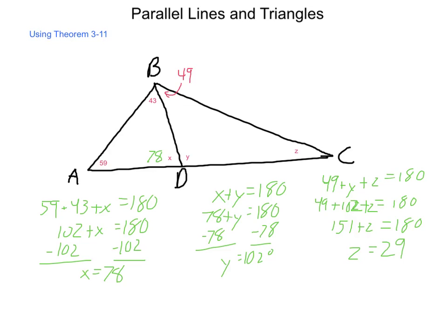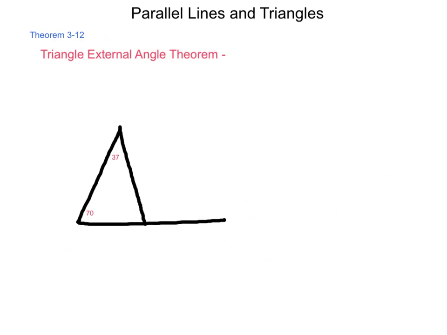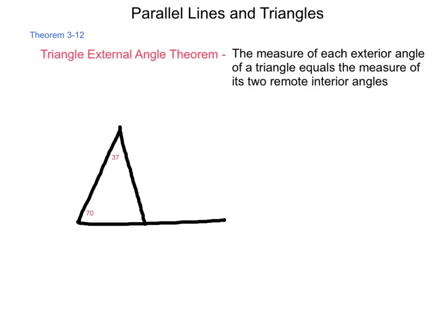But we can begin looking at different characteristics and finding missing angles with only a couple given. But also in here we have one other theorem that comes into effect, and that's theorem 312, and it has to do with angle Y. Let's look at theorem 312 more formally on its own. Theorem 312 is the triangle external angle theorem, and it simply states the measure of each exterior angle of a triangle equals the sum of the measures of its two remote interior angles.